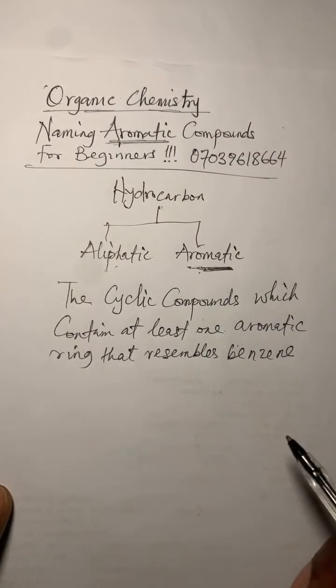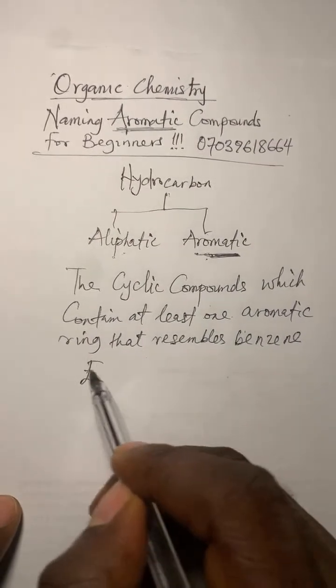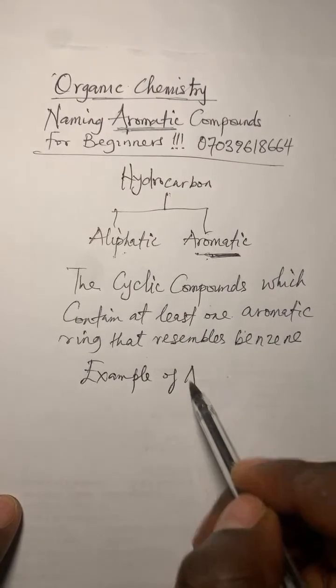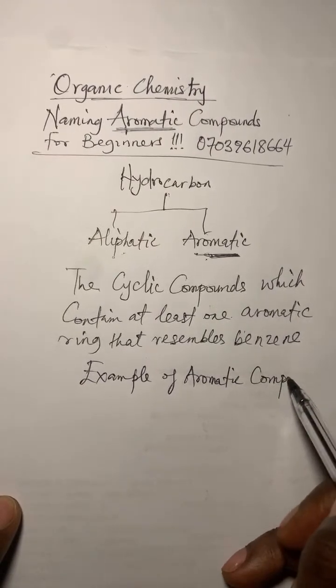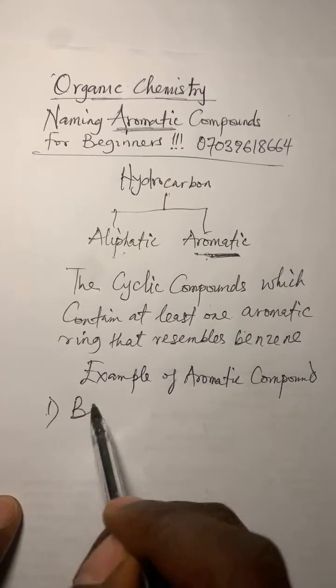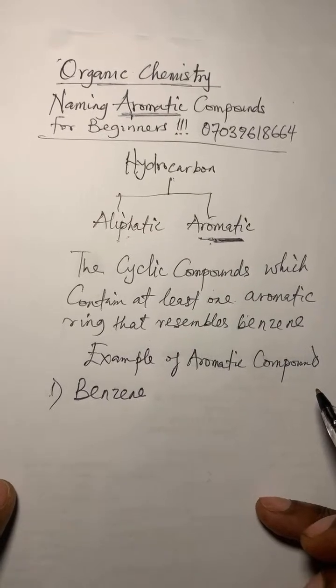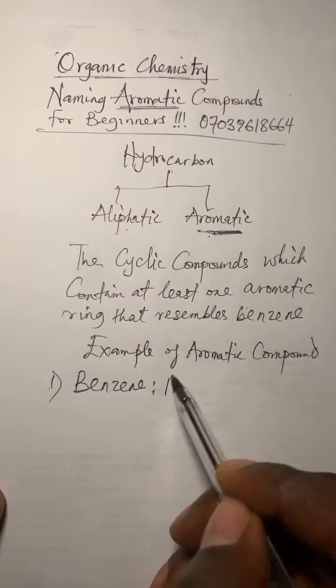Okay, let's look at the examples. An example of an aromatic compound is benzene. And benzene has a structure.